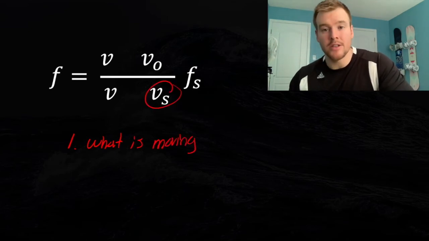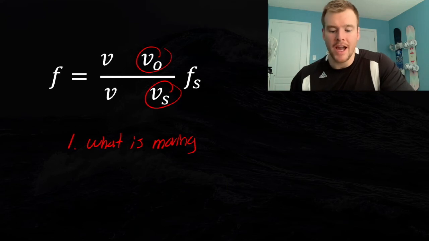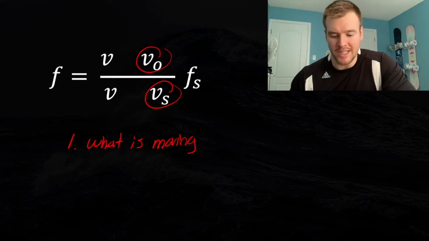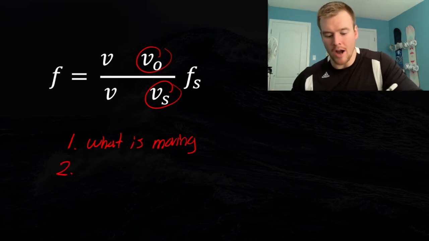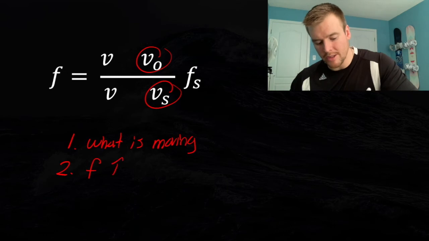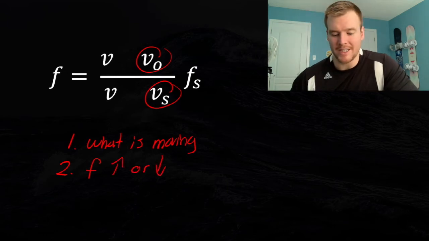Either the source or the observer, and the one that's not, you can just put in 0, which is, I think, a nice way to clean this up a bit before you start. Second, what you should consider is, is the frequency going to go up or down? So is the frequency going to increase or decrease, right?